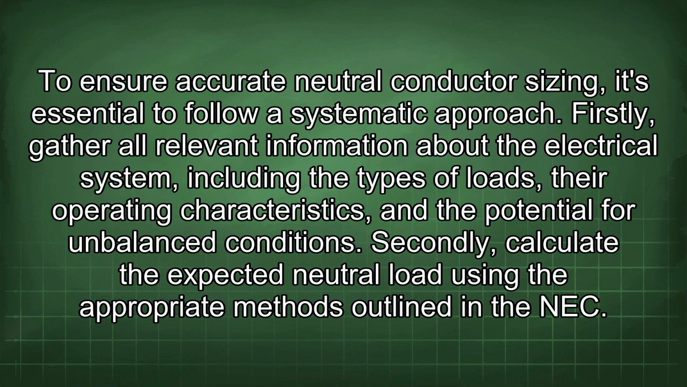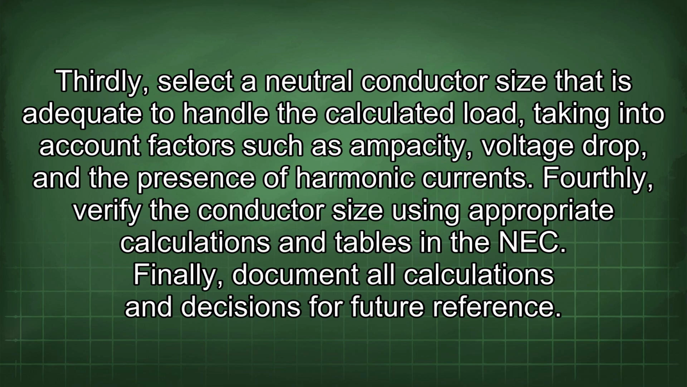To ensure accurate neutral conductor sizing, it's essential to follow a systematic approach. Firstly, gather all relevant information about the electrical system, including the types of loads, their operating characteristics, and the potential for imbalance conditions. Secondly, calculate the expected neutral load using the appropriate methods outlined in the NEC. Thirdly, select a neutral conductor size that is adequate to handle the calculated load, taking into account factors such as ampacity, voltage drop, and the presence of harmonic currents. Fourthly, verify the conductor size using appropriate calculations and tables in the NEC. Finally, document all calculations and decisions for future reference.